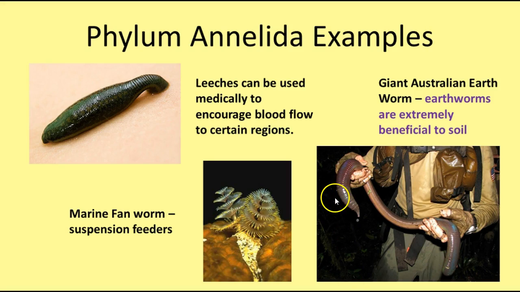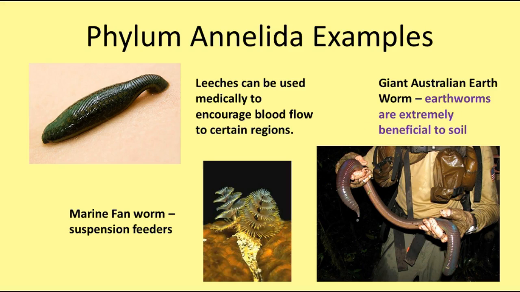A couple examples. Leeches. They're actually used in the medical world to encourage blood flow to certain regions that are cut off of circulation. These marine fanworms are sessile, meaning they do not move. And this giant Australian earthworm, up to 3 feet or 3 meters long. The earthworms are extremely, again, beneficial to the soil, breaking it up, leaving behind nutrients, and creating air pockets.